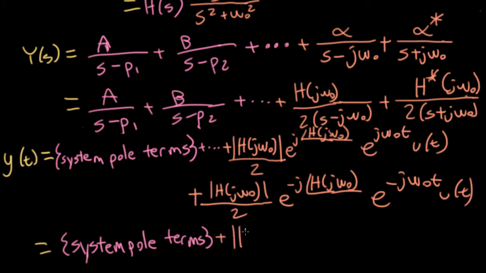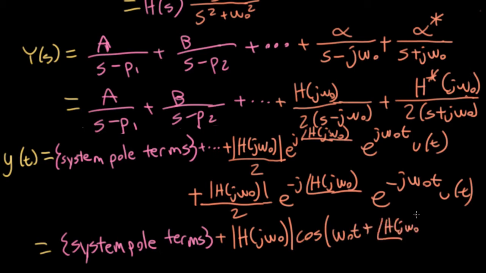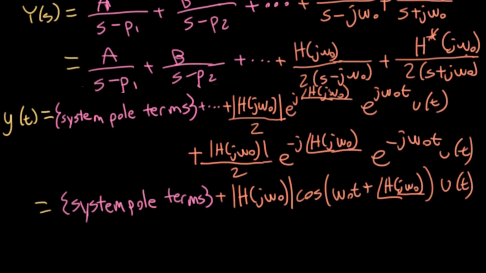So I'll have a big H(jω₀) sitting out in front. Then I'll have cosine of ω₀t plus the angle of H(j) evaluated at this ω₀. That gives me a phase term, times u(t). Well, that's a really interesting result.